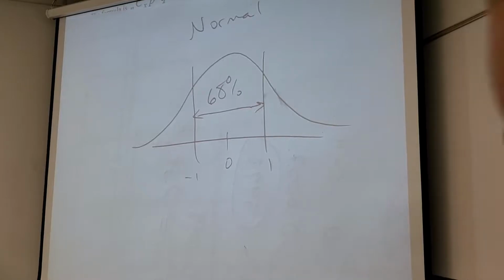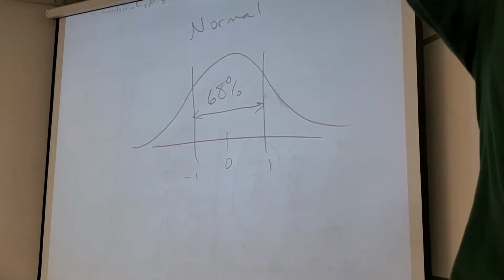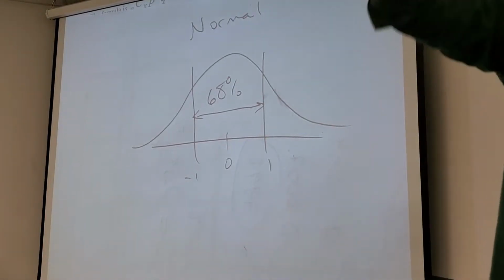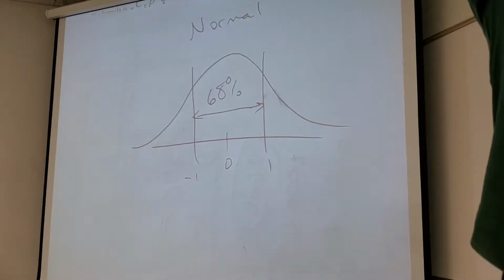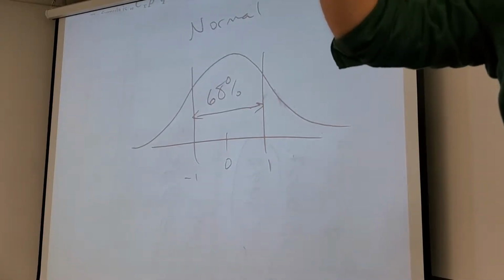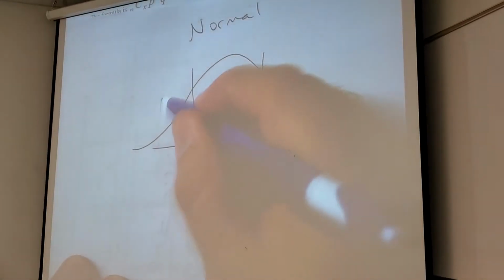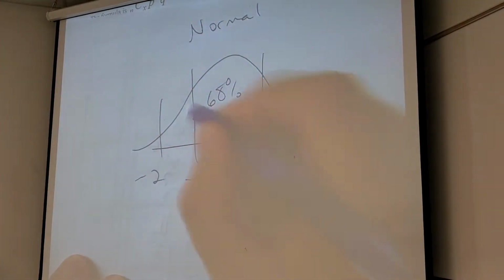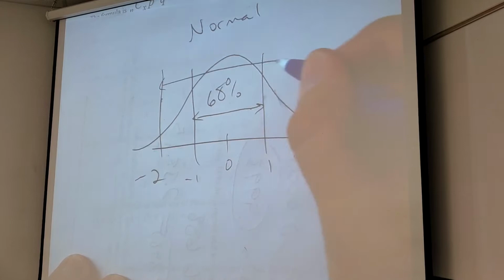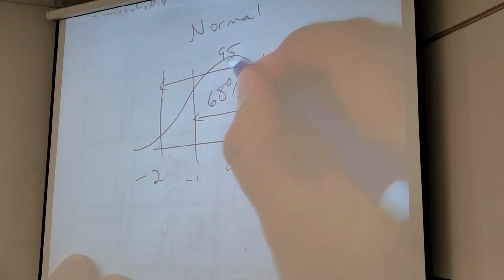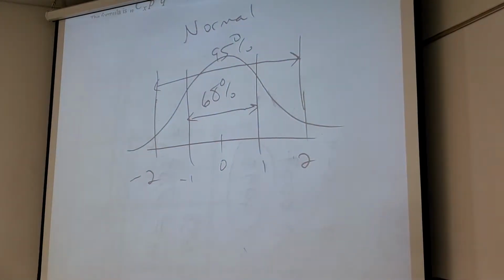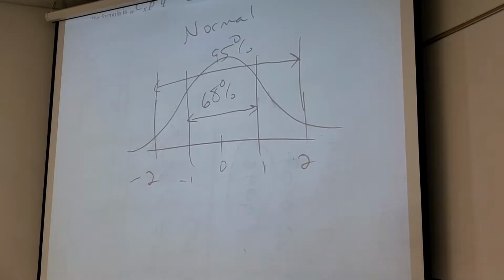Why does it kind of make sense? Where's most of the data? If it's normally distributed, most of the data is going to be right in the middle. That's where the biggest hump is. Okay? So it turns out, if I go one more step out, I catch a little more data. Within 2 steps, there's 95% of the information.